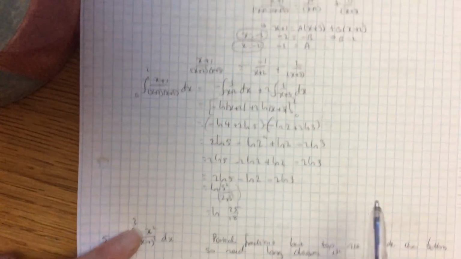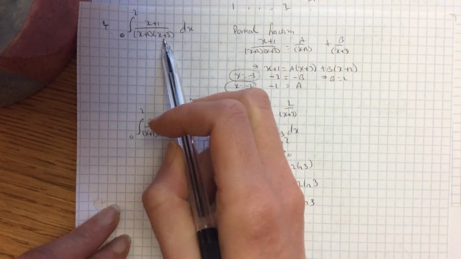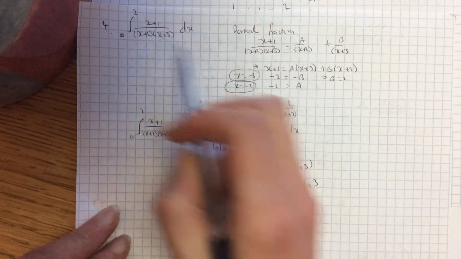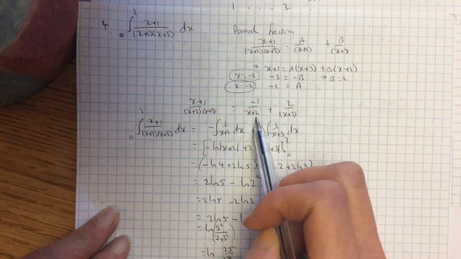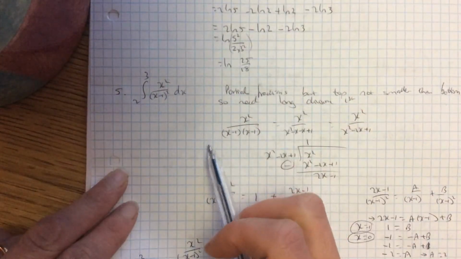Number 4 is asking you for the exact value. So you don't want a decimal answer. You don't want to use your calculators here. Do you have the derivative on top? No. So partial fractions, through your normal way. Rewrite it in the separated fractions, and then log and stick your numbers in. So I hope that one's okay.